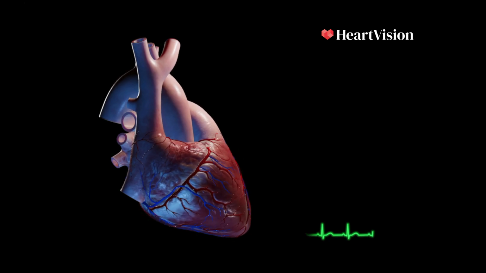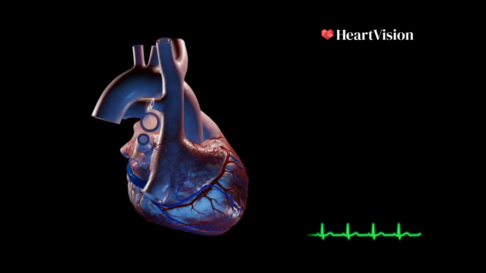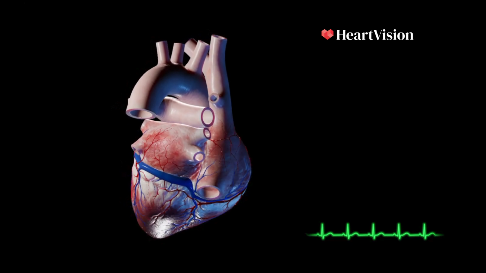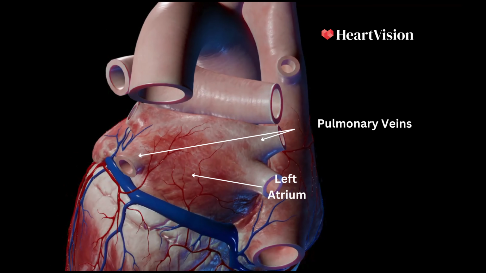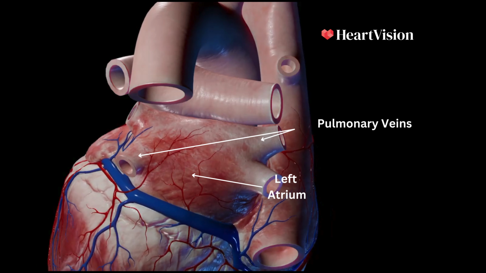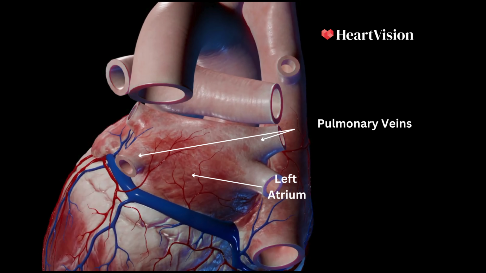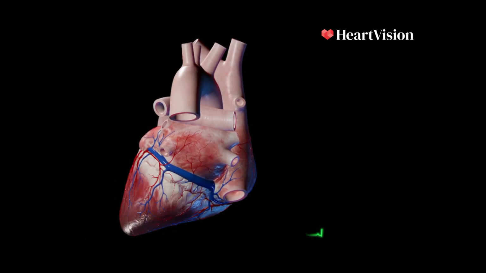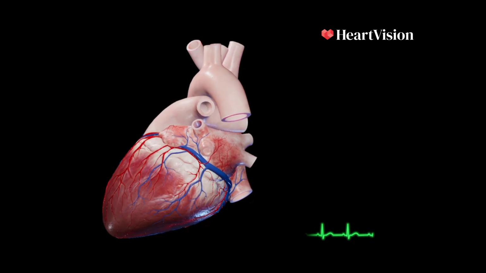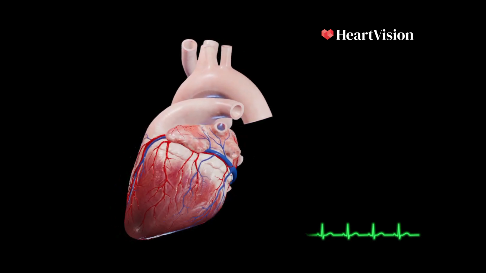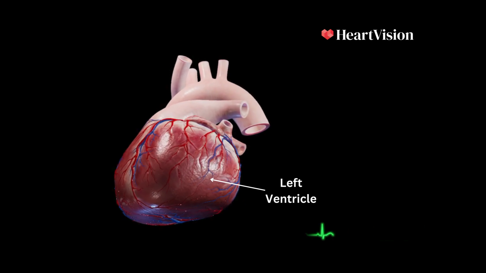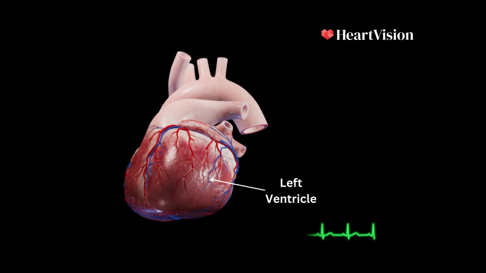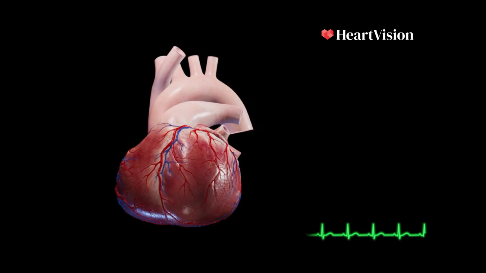Looking at the back of the heart, you can see a small chamber with 4 blood vessels opening into it. This upper left chamber is called the left atrium, and the vessels connected to it are the pulmonary veins. These veins bring oxygen-rich blood from the lungs back to the heart. The bulk of the left side of the heart is made up of the left ventricle, which is the main pumping chamber responsible for sending oxygenated blood throughout the body.